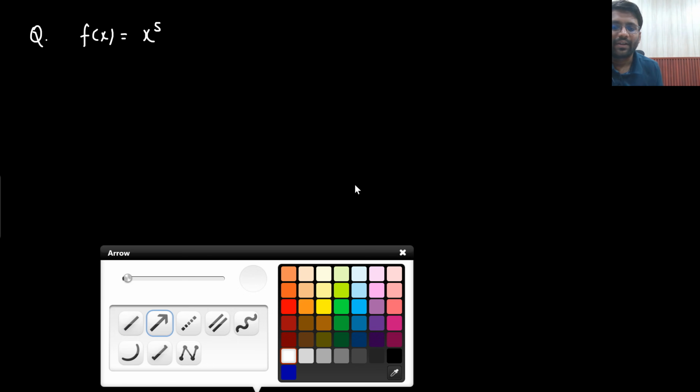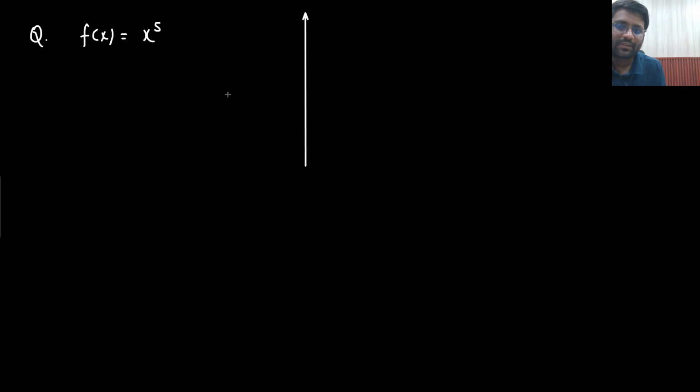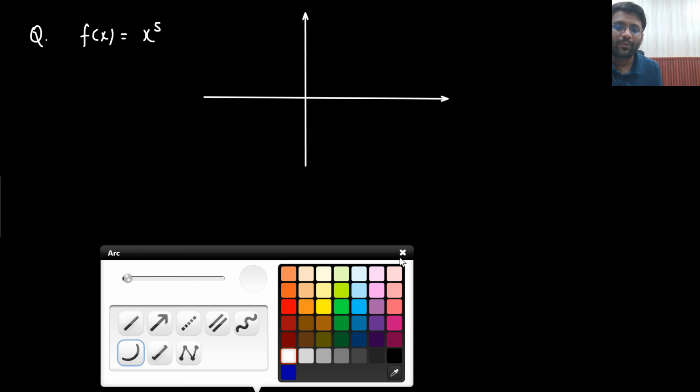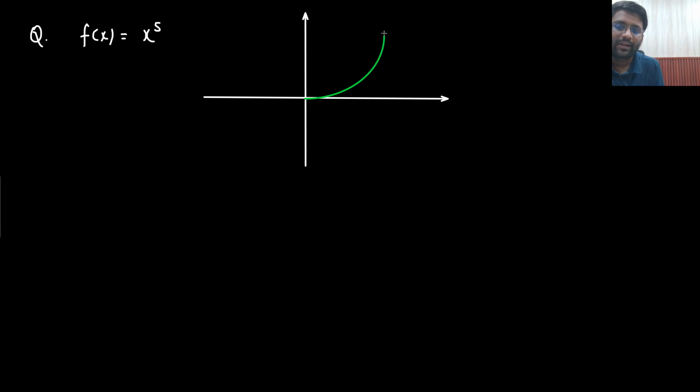But let's take up some more examples. It will be clear to you. Let's take up the example of f(x) equals x to the power 5. Can you draw the graph of x to the power 5? Yes, sir, I can draw the graph. It will come out somewhat like this. For negative values, it will give you a negative answer only. For positive values, it will give you a positive answer only. So this kind of graph I will be getting.